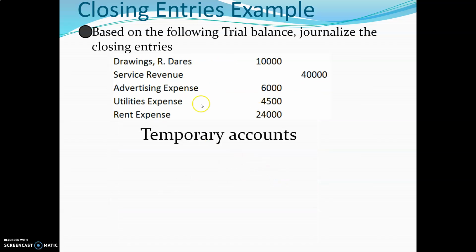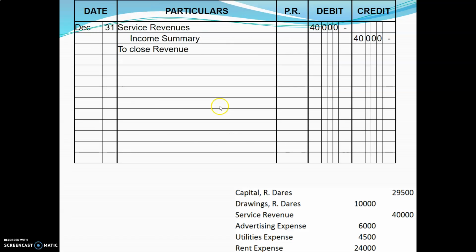So we only care about this part. These are our temporary accounts. We're going to close them out. So there's our service revenues getting debited 40,000, our income summary gets credited 40,000. And look at this, we've got a little bit of a small summary or chunk of that down here. So now we have closed out our revenue accounts. What's next? Well, revenue's gone.